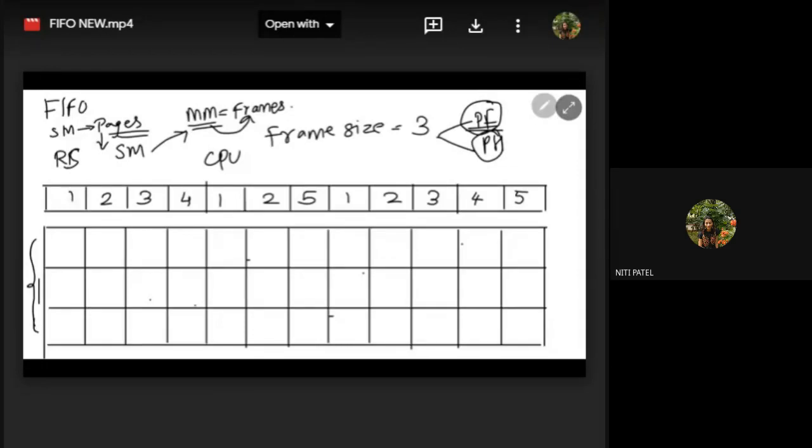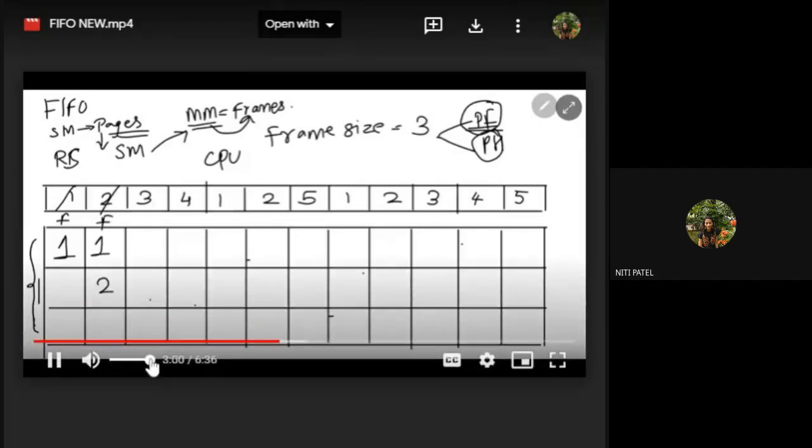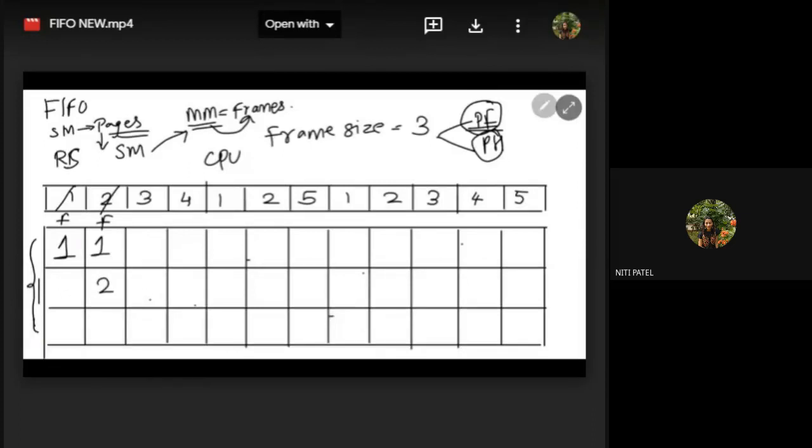So let us start with the first page, 1. We load it in the first frame. Then we take 2. To load 2, we copy 1 as it is and load 2. Since page 1 was not inside the memory, we have a page fault. Page 2 was also not there, we loaded it, so that is also a page fault. Next we want to load 3, which is also not loaded, so again a page fault, and we load 3 and copy 1 and 2 as it is.